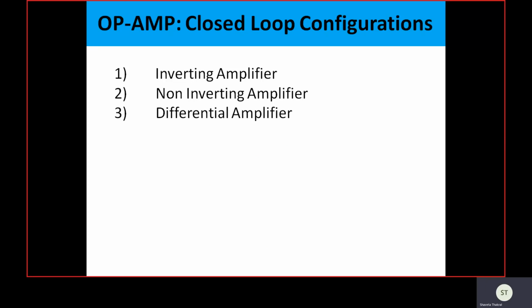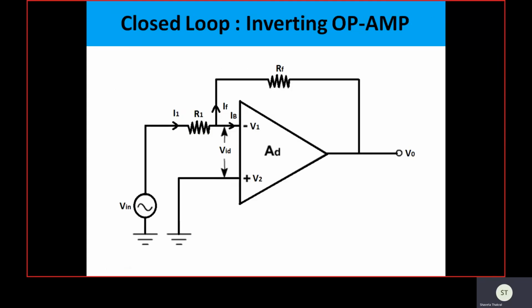The operational amplifier can be operated in three configurations under closed loop, when we employ either negative or positive feedback. Usually we provide negative feedback so that the gain remains stable. So three types of configuration can be employed: one is the inverting amplifier, second is the non-inverting amplifier, and third is the differential amplifier. This is the circuit diagram of the operational amplifier in the inverting configuration, where the input is applied to the inverting input terminal and the non-inverting input terminal is grounded. This is the input resistance and this is called the feedback resistance in the inverting operational amplifier.